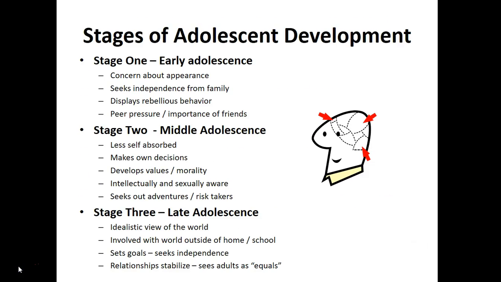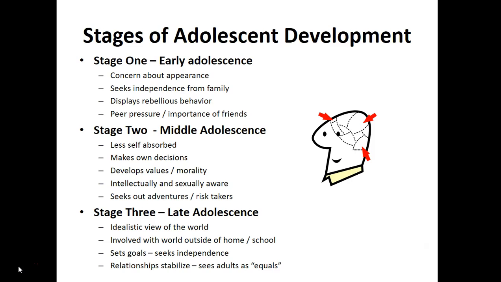So the stages of adolescent development. If you don't have kids already, my pediatrician actually gives us little handouts that have some of these things on them when I take my kids for their annual checkups. So stage 1, early adolescence. Concern about appearance. Gosh, that doesn't go away. It's there through all of adolescence. But anyway, early adolescence, they seek more independence from family, can sometimes be rebellious, and are very susceptible to peer pressure and find friends way more important than they used to.